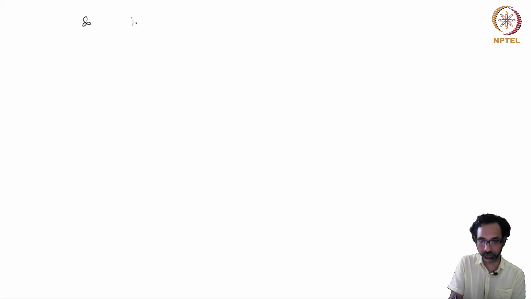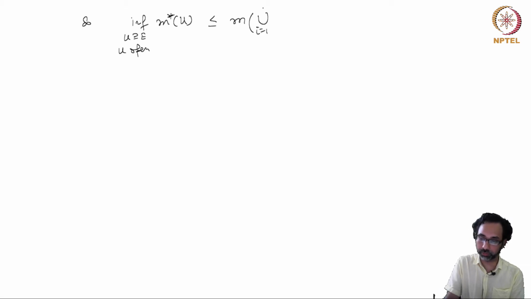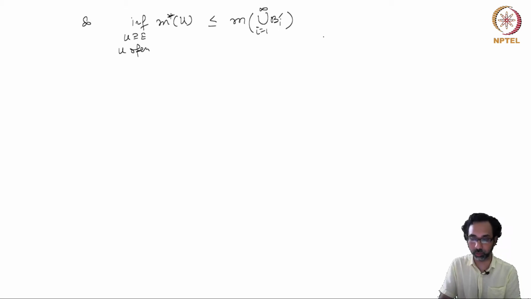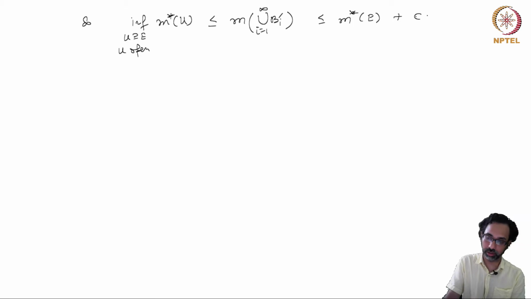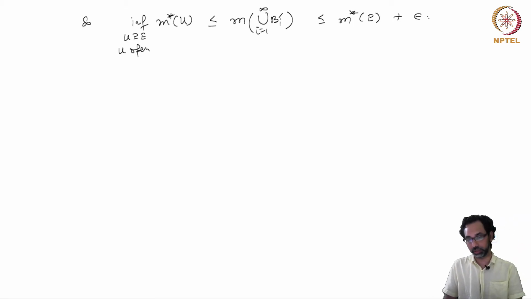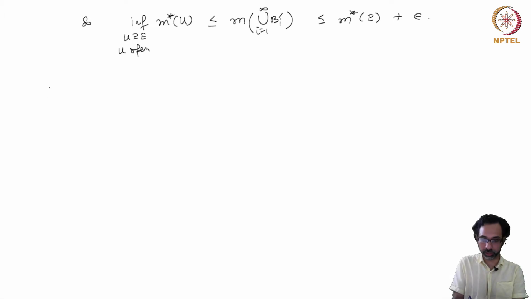So the infimum over all open sets U that contain E, of m star U, is less than or equal to the measure of the union of these Bi prime. This is an open set, and this is bounded above by m star E plus epsilon, which shows the required result. So now let me give a couple of remarks.